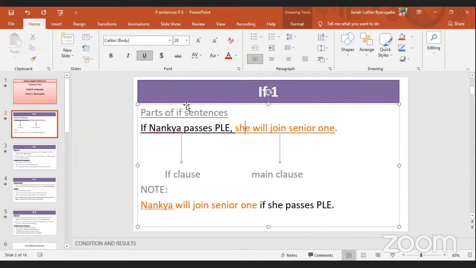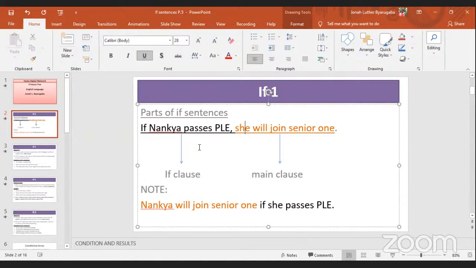You don't know? Teacher, yes? Verb. Exactly, you don't need to, it is a verb. So which one is the verb in this if clause? Passing, joining. No, I said in the if clause, please listen to the instructions. Pass is a verb. So can you put it in the past tense? That is, if Nakia passed PLE. Exactly, that's what I want.